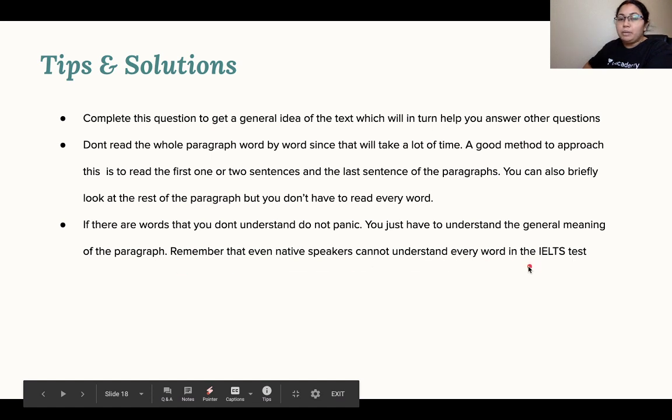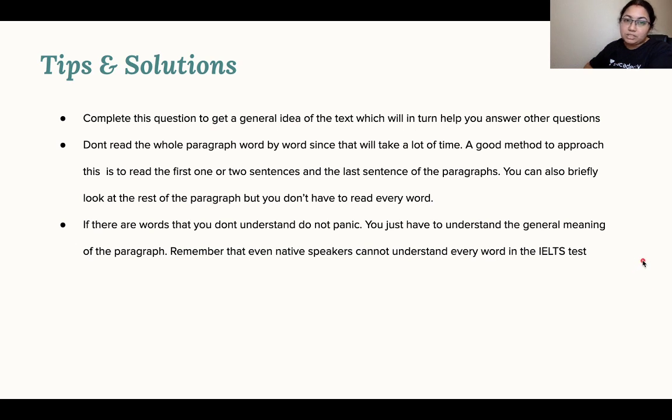Okay, so I want you to remember that even native speakers cannot understand every word in the test. So if you're a non-native speaker, that's okay.